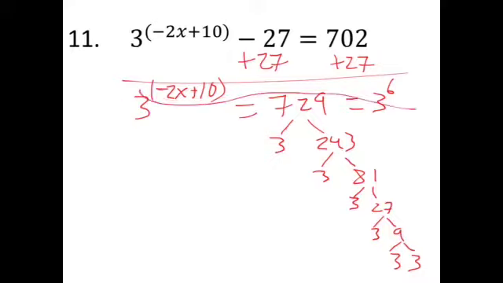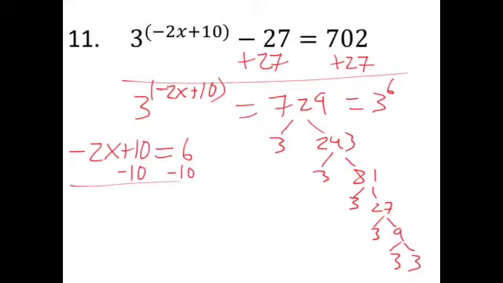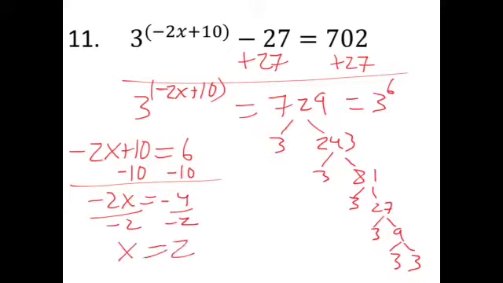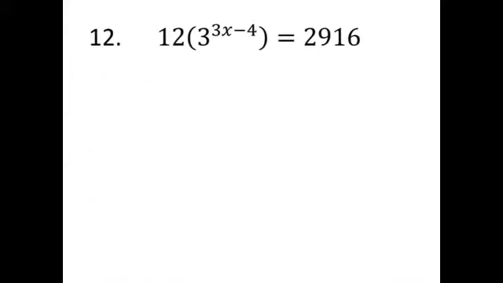We can set their exponents equal to each other and solve from there to get negative 2x plus 10 equals 6. I'd subtract 10 from both sides at this point to get negative 2x equals negative 4. Divide both sides by negative 2. You'll get x equals 2. And that one's done. We just got a few more.